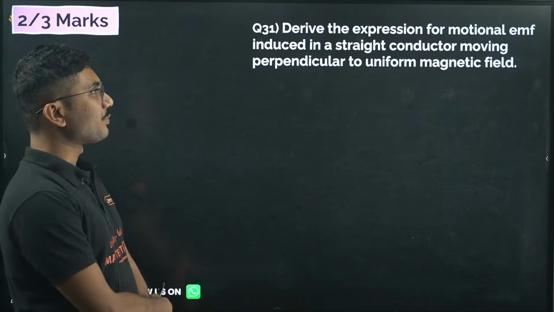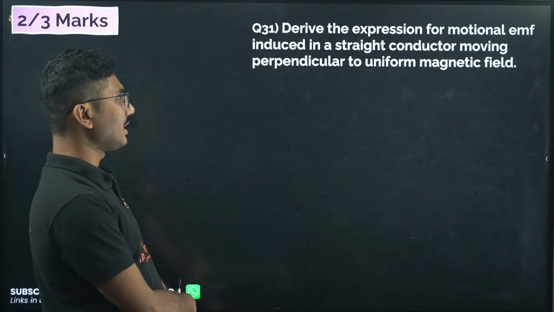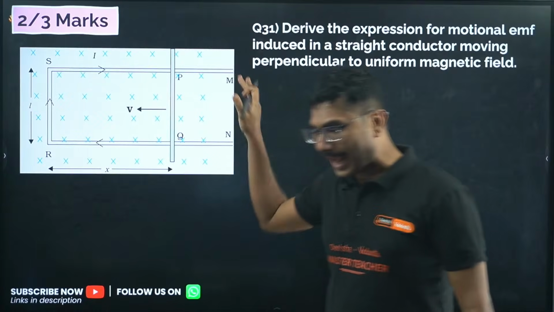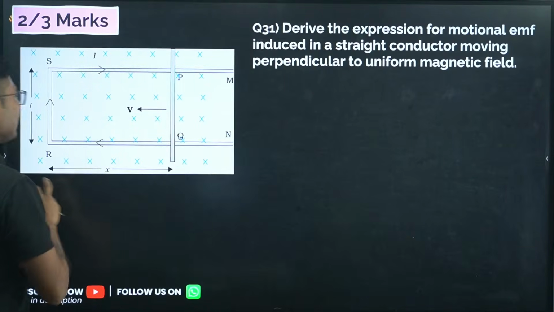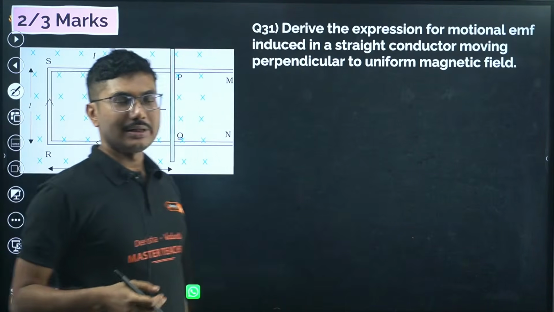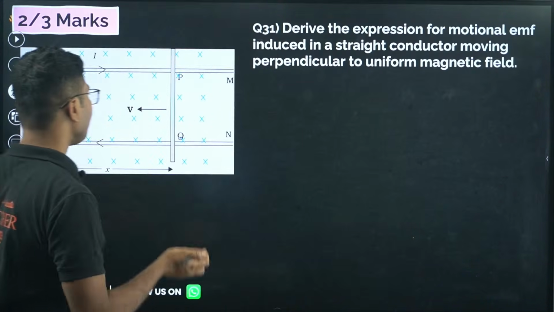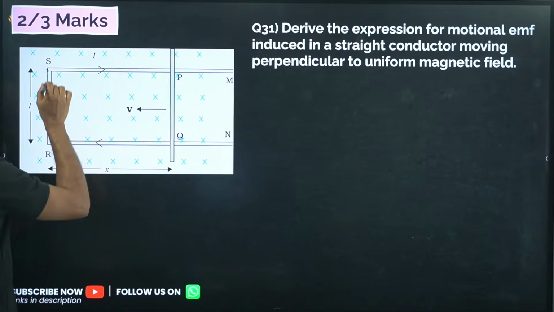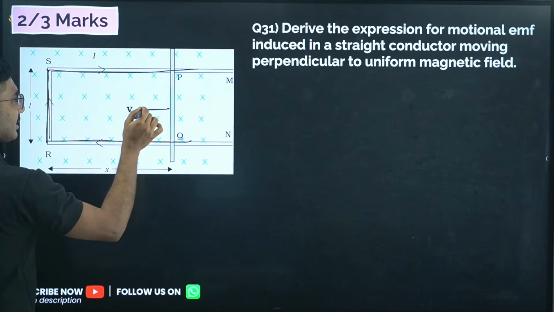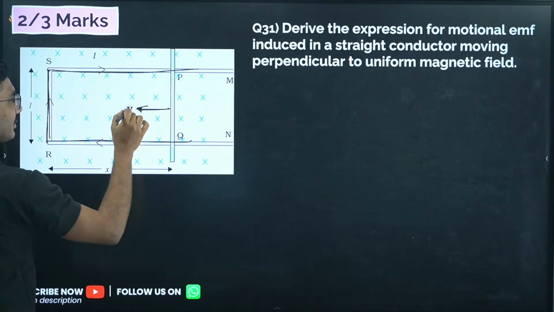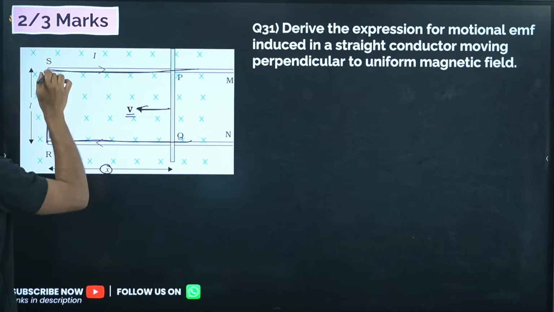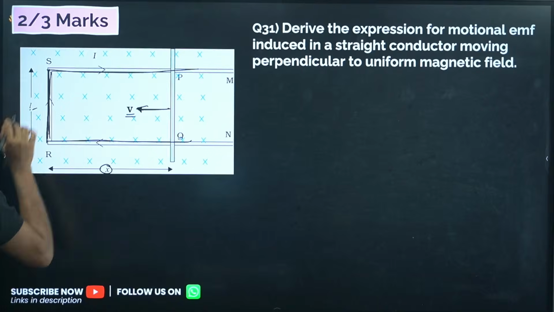Next, derive the expression for motional EMF induced in a straight conductor moving perpendicular to a uniform magnetic field. Now this is a derivation you can skip if you want. It came last year, but in the PU exam there is no guarantee that if it came last year it will not come this year. So you should practice if you get time. So here is a railroad. One rail side is blocked, this wire is moving to this side with velocity V, and the instantaneous distance at some time is x, the length of this is L.